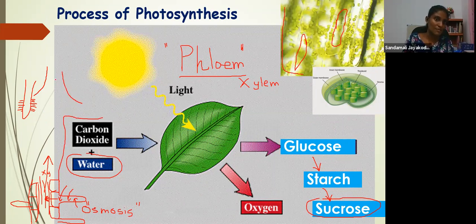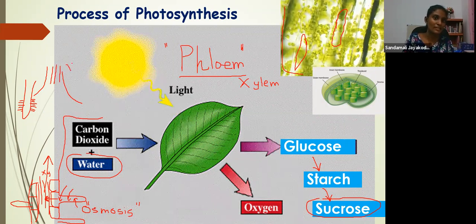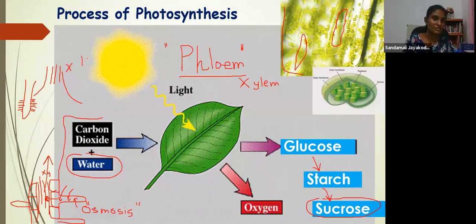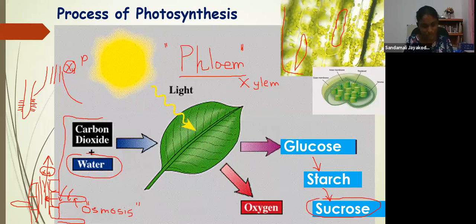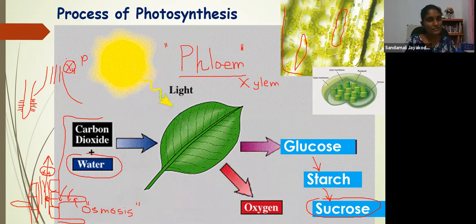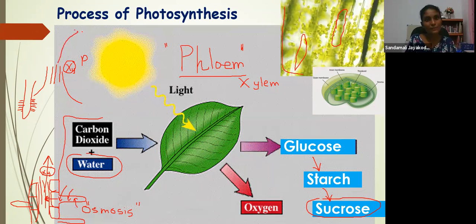The stem again has xylem tissues and phloem tissues. Xylem tissue takes the water from the xylem tissues of the root. So these are the xylem tissues in the stem. They take water from the roots. In that way, the water is then sent to the plant leaves.